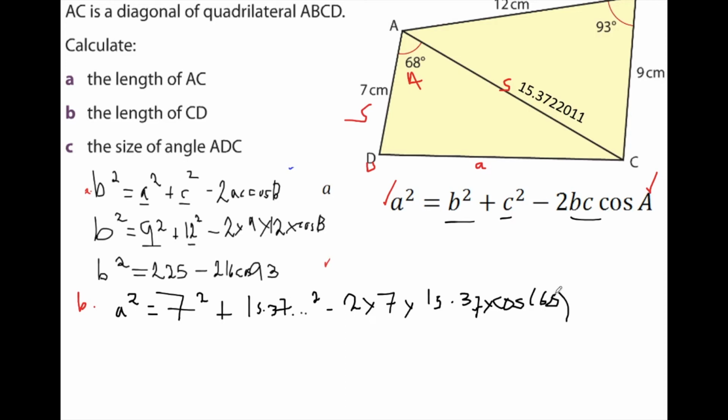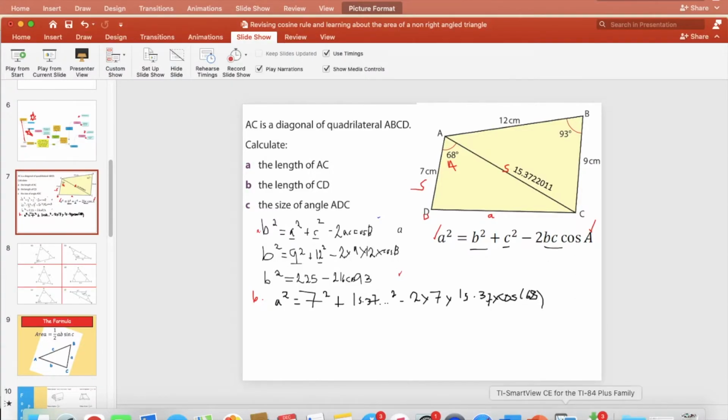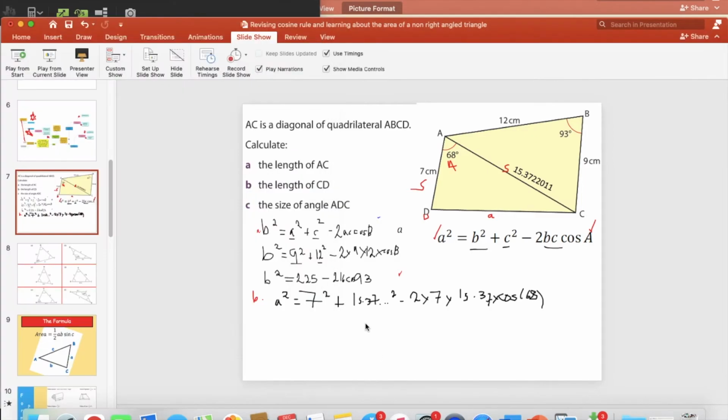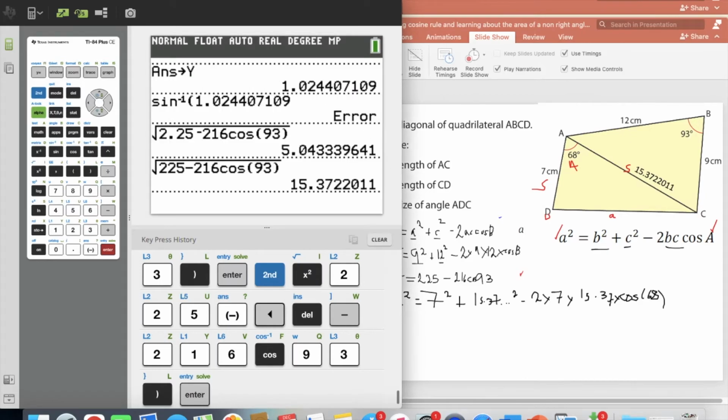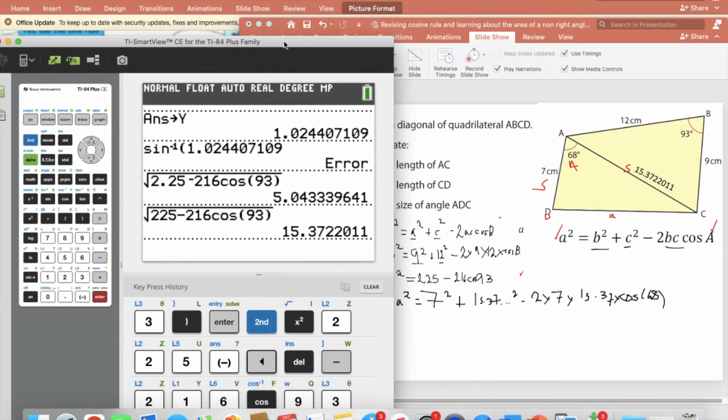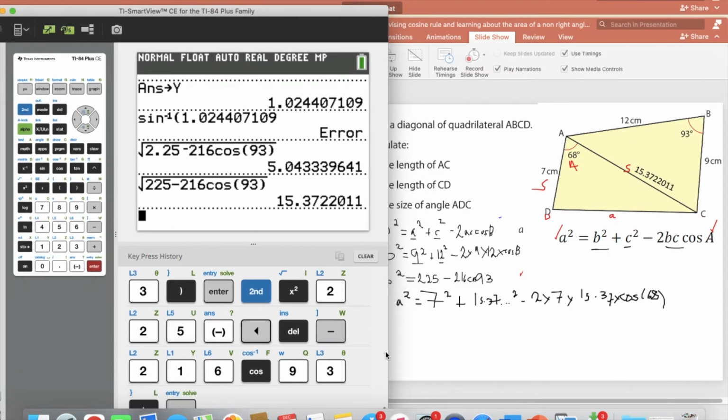Now, we can actually do this in one step in the calculator. If you're not sure how to do this, I wouldn't recommend this. So grabbing the calculator then, we are going to see if we can put it in one step. But as you've seen before, I made a small error. It's very likely that you will. So to find a, we need to find the square root. So let's type that in.